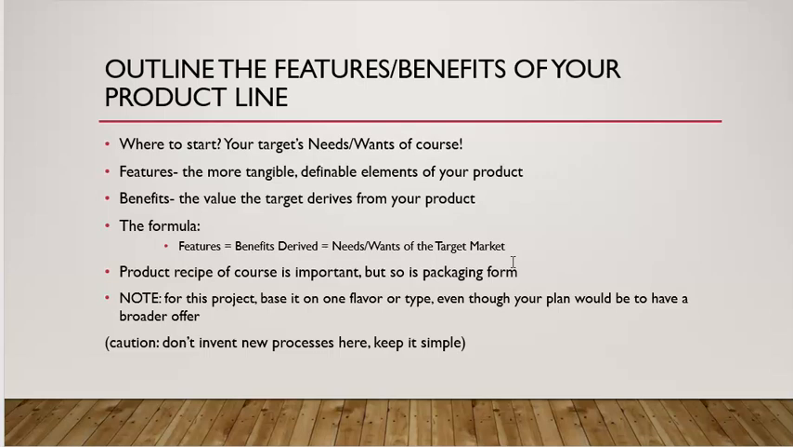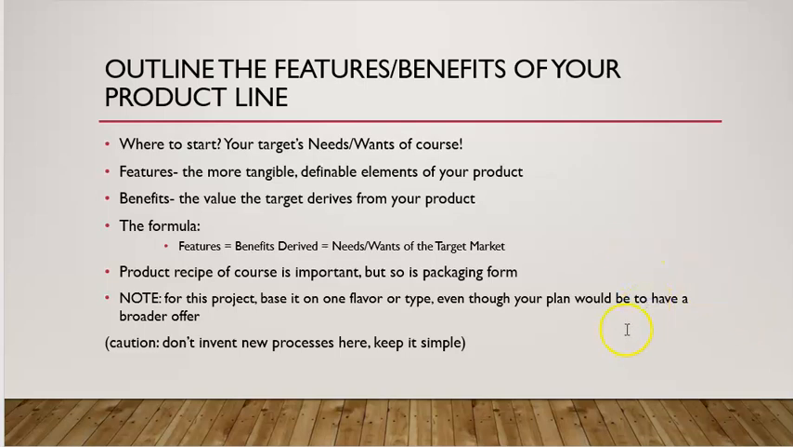Kind of think of it as a formula. The features of your product are the specific physical features of the product itself. Those equal the benefits that the target market derives from the product. And those have to match up to the needs and wants of your target market. So you can see it's almost like I draw it as a linear equation where things equal each other, and that's what you're going for here, is trying to create that equation and make sure that it balances out.